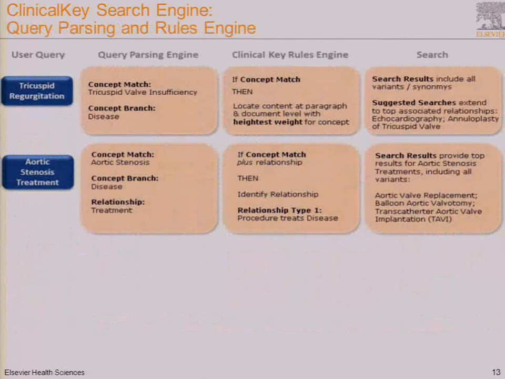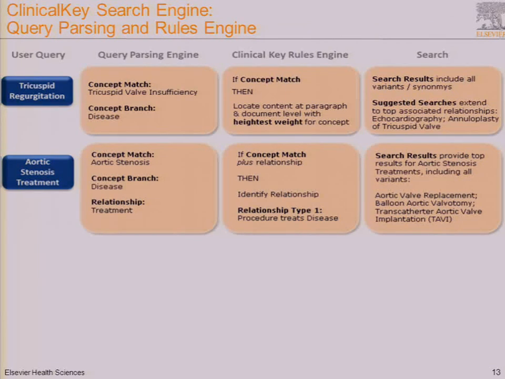So here is an example of the kind of things that we can do. Tricuspid regurgitation is a disorder of the heart. And when a user searches for this, we identify that it actually matches the concept, tricuspid valve insufficiency. Now, when there is a concept match, it receives the highest weightage, and we're able to very quickly find all the different ways in which tricuspid valve insufficiency is used. So we not only find content which says tricuspid regurgitation, we also find content which says tricuspid valve insufficiency.